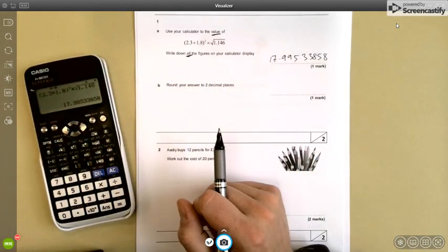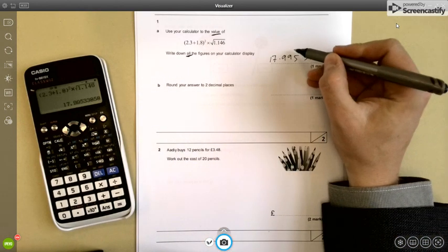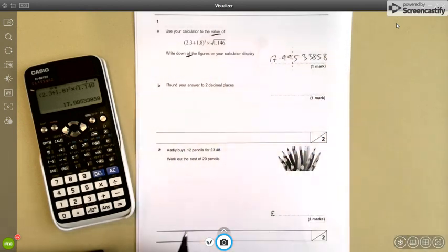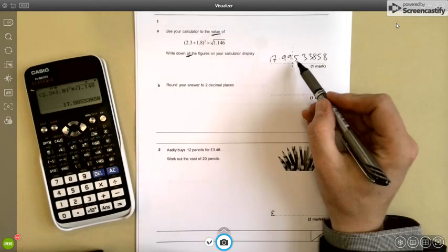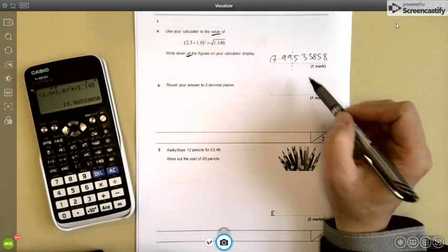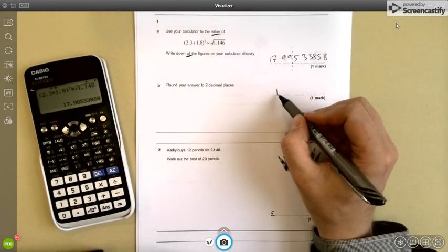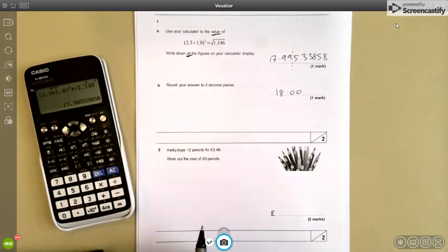Round your answer to 2 decimal places. So I'm going to round at this point here for my second part B. The 5 is going to mean this rounds up. So actually we're going to get 18.00. Okay, let's look at question 2.